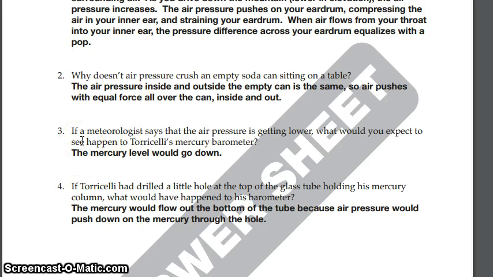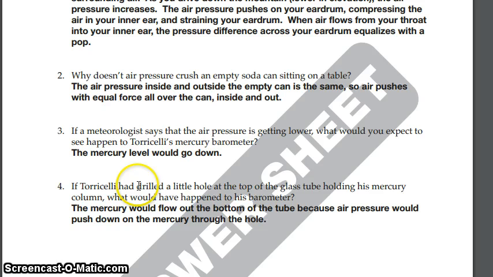If a meteorologist says that the air pressure is getting lower, what would we expect to see happen to Torricelli's mercury barometer? The mercury level in the barometer would go down because the air is not pressing as much on the mercury. The mercury in the tube would go down. If the barometric pressure was going up, we would push down more on the mercury, and the mercury would get pushed further up the tube.